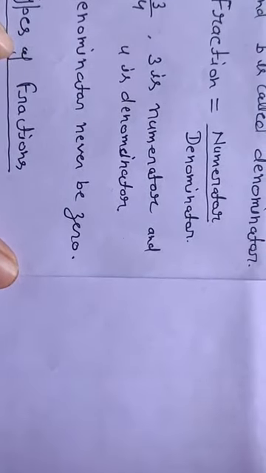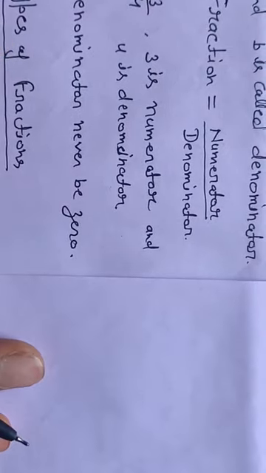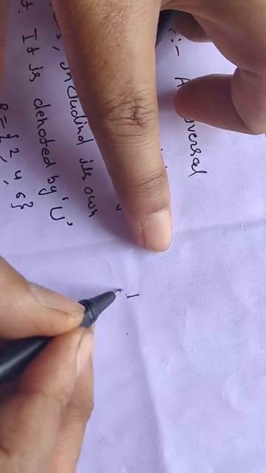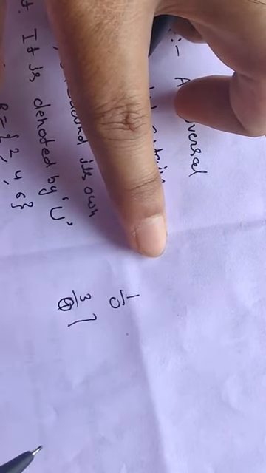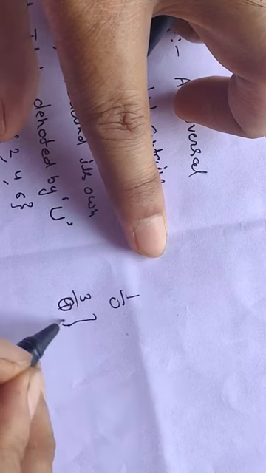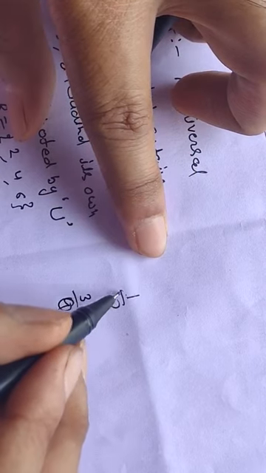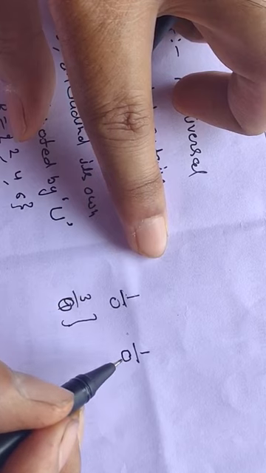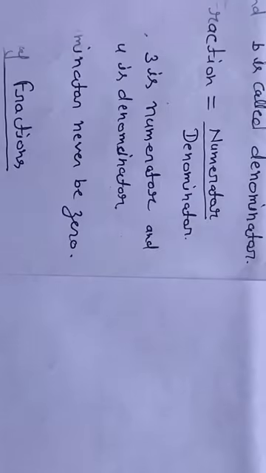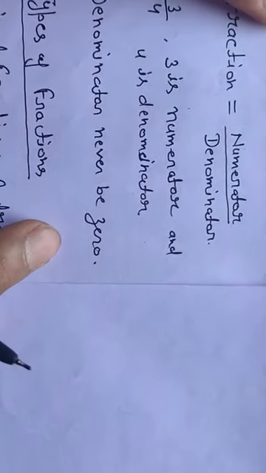Denominator can never be 0. Okay, because in maths 1 by 0, 3 upon 0 is called undefined form, meaningless. So in mathematics we can never write 0 in the denominator. This form is called undefined form. So in a fraction the denominator can never be 0.